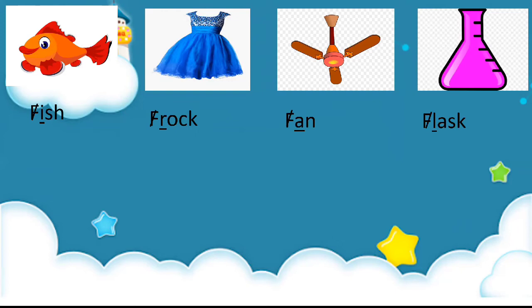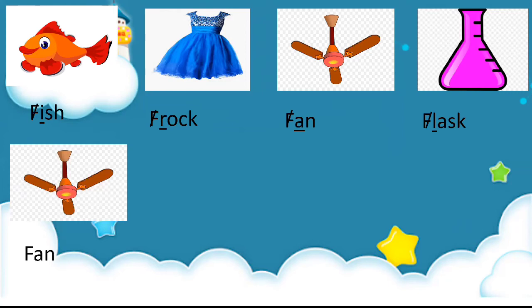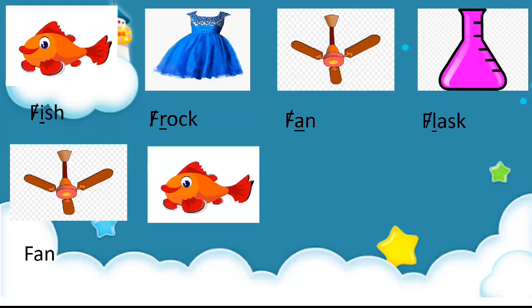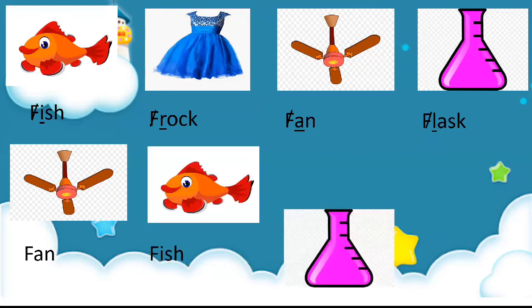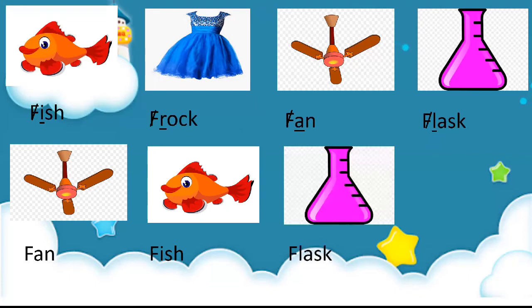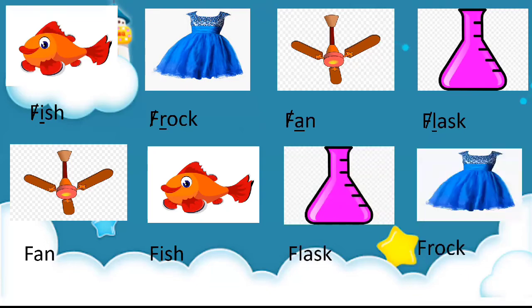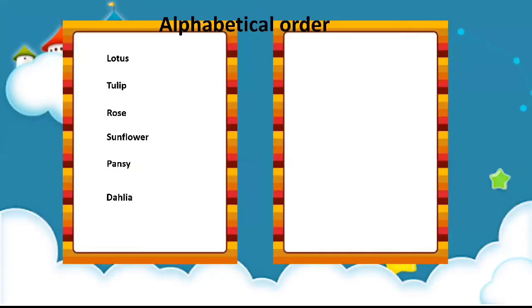Here, fan has A in it. The second letter of fan is A. So I'll get the fan ahead. After that comes fish. Then I have flask. And then I have frog. When your first letter is the same, you have to just simply cross it out and concentrate on the second letter.